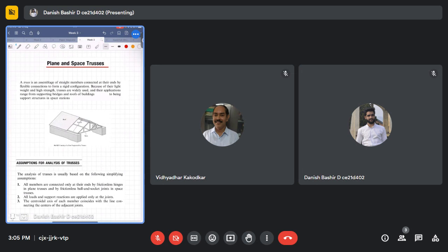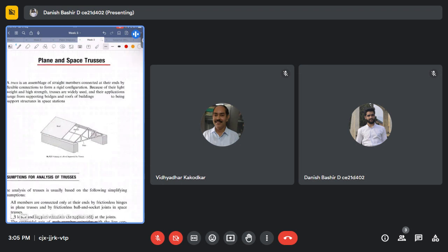Plane and space trusses. So, what actually is a truss? A truss is an assemblage of straight members. So we have straight axial members. Those members are assembled in such a way that all their connections are flexible and they form a rigid configuration.